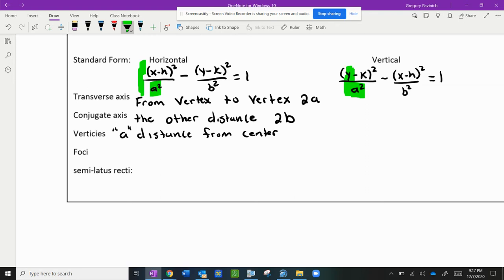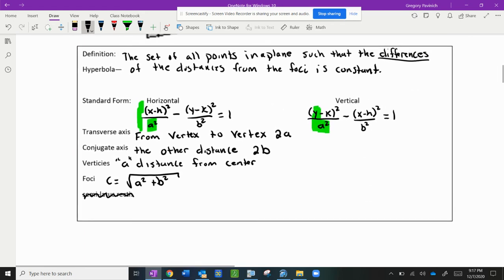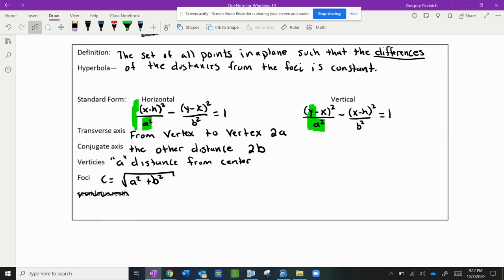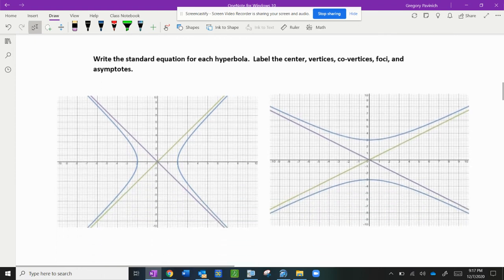And then to find the foci distance, you are going to sum them together. Your c squared should be a squared plus b squared, which is different from the ellipse where we subtracted them. And we're not going to do the semi-latus recti. Okay, so we're going to get on graphing, and this will all make a little bit more sense.